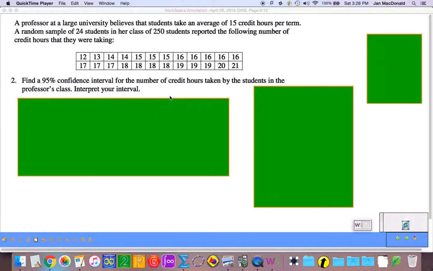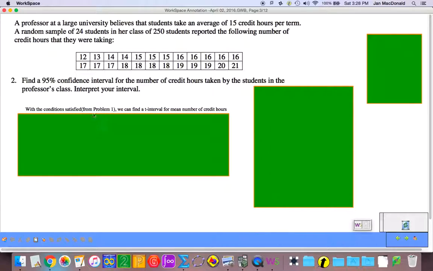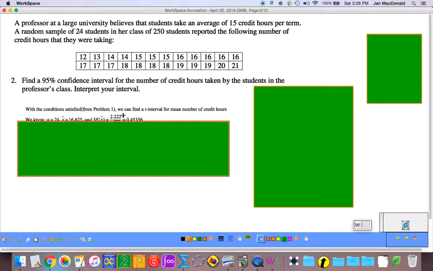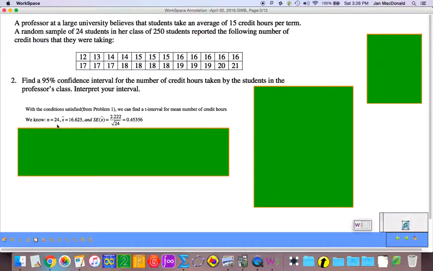In question number 1, we checked all the conditions for inference, and we determined that all conditions for inference were met. Since all the conditions were satisfied in question 1, we can find a t interval for the mean number of credit hours. Just a reminder, the general form of all confidence intervals is estimate plus or minus margin of error. We also found in prompt 1 that our sample size was 24, our sample mean was 16.625, and the standard deviation of our sample was 0.453.